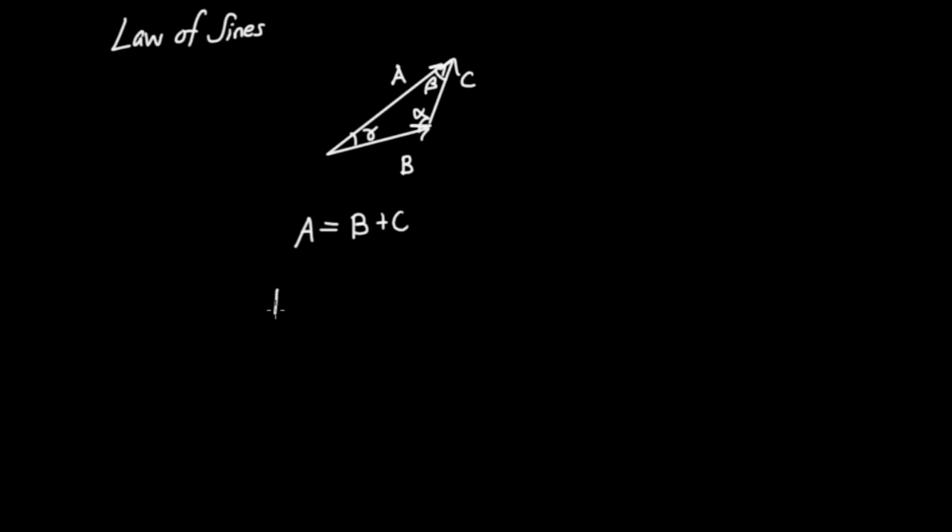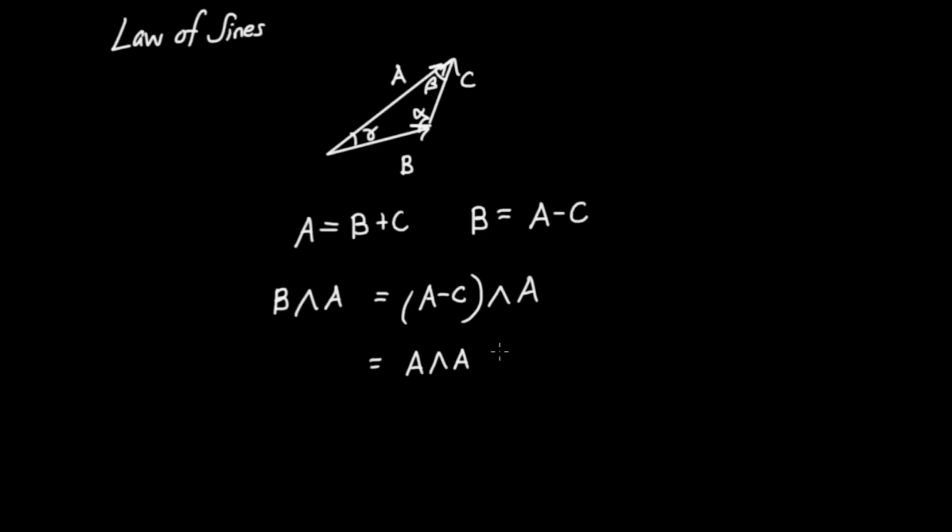What I'm going to do is consider the wedge product B wedge A. I'm going to use this equation to rewrite B as A minus C, just doing a little rearranging. Now I'm going to substitute that B into the first vector in the wedge product. So B wedge A is equal to A minus C, wedged with A. Now I'm going to distribute the wedge product to both of these terms. First I have A wedge A, and secondly I have minus C wedge A. What's A wedge A? Well, any vector wedged with itself goes to 0. So I'm left with minus C wedge A.